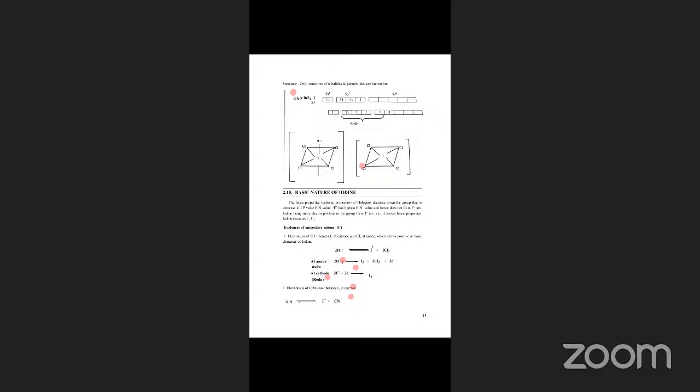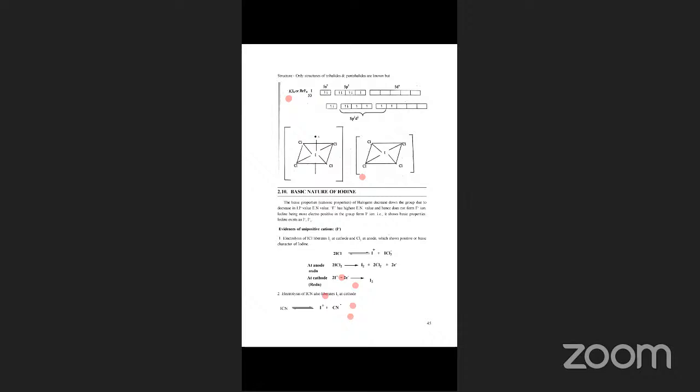So the basic properties of halogens decrease down the group. Fluorine, chlorine, bromine, iodine. They decrease down the group due to decrease in ionization potential value and electronegativity value. Fluorine has the highest electronegativity, and hence it does not form F plus ion.